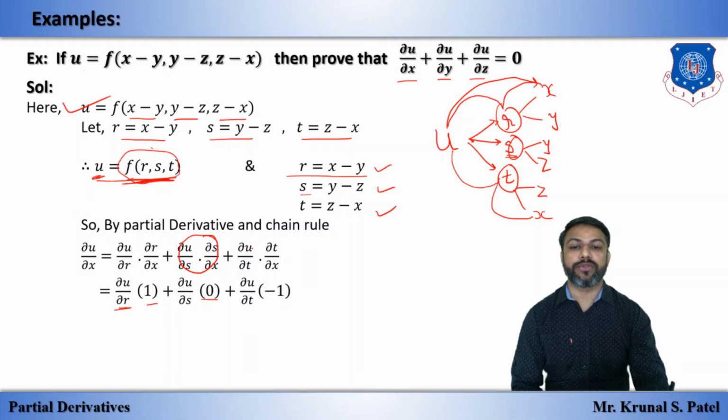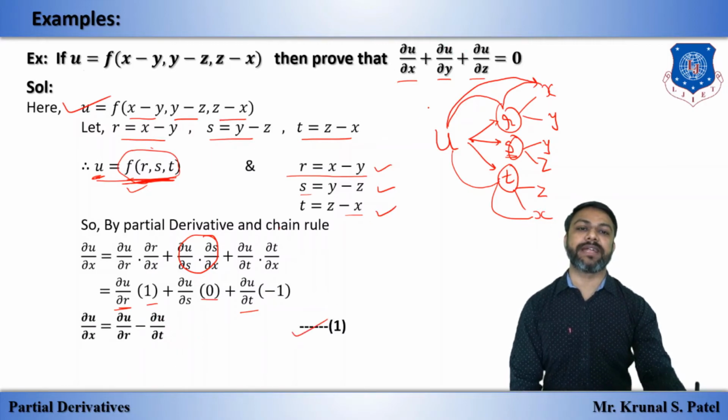And differentiation of u with respect to t as it is, because the function is not mentioned, only f, and del t by del x, which is minus 1. Okay, so by simplifying this, we have del u by del r plus minus minus del u by del t. This is equation number 1.